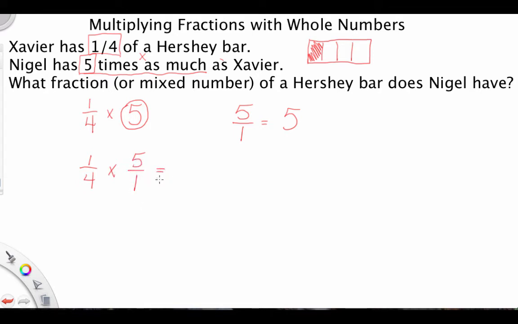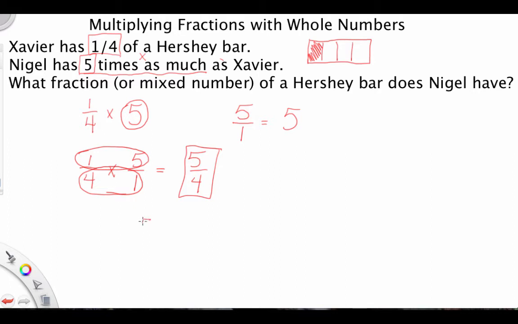And now the best part about multiplying fractions is first you multiply the numerators. 1 times 5 is 5. And then you multiply the denominators. 4 times 1 is 4. So our final answer is 5/4, but we can't leave it as 5/4 because it's improper, so we have to divide.